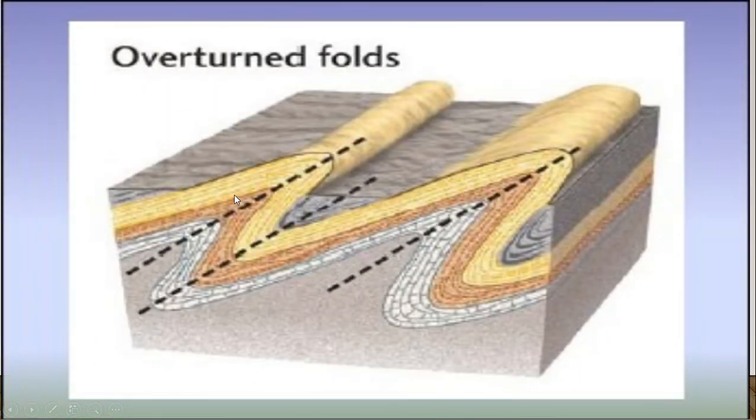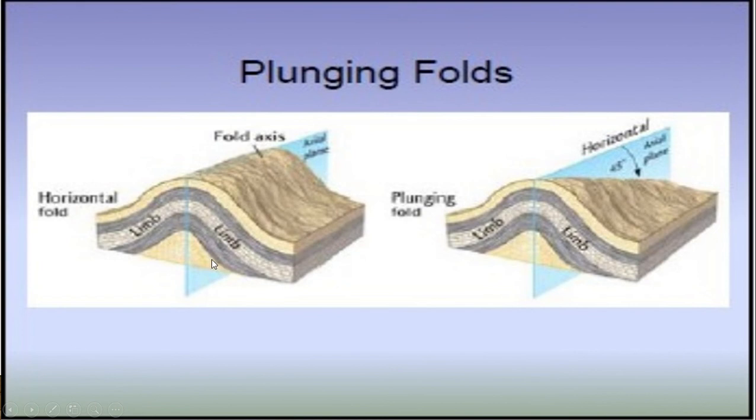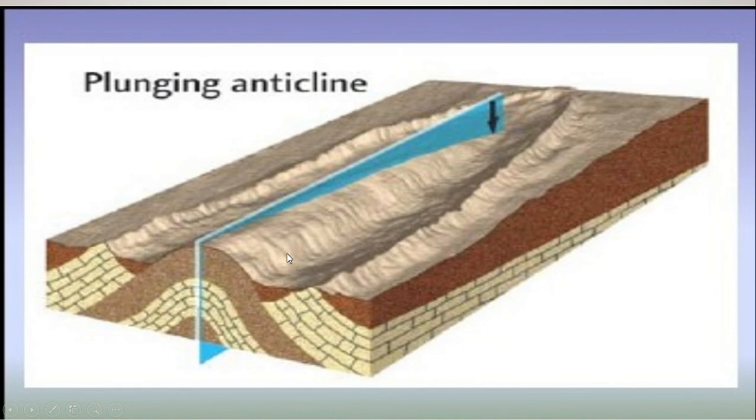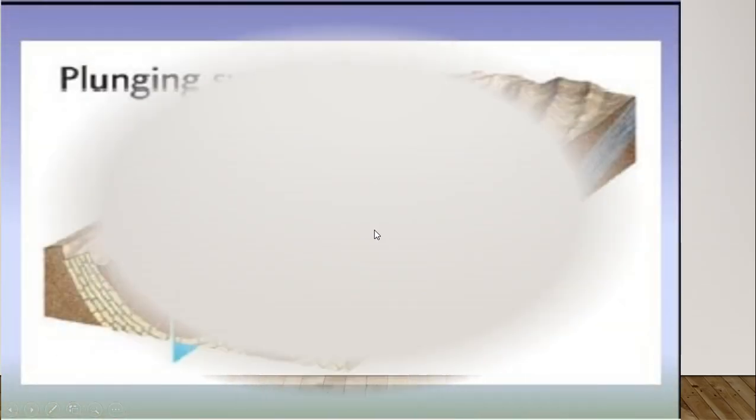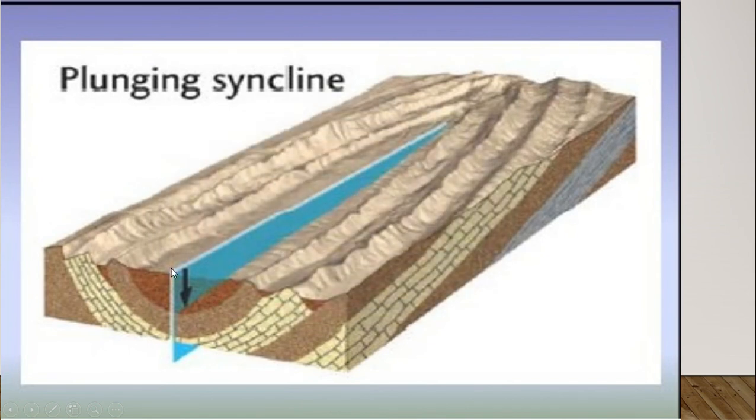Overturned folds. This one is bending more to the right side. Plunging folds. This is how plunging folds look like. Plunging anticline. You can see some folds where there is a plunge over here. The direction is here. Plunging syncline. The direction is here. It is the opposite of the plunging anticline.